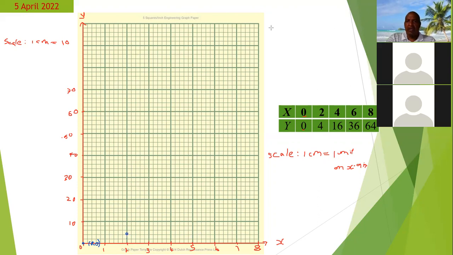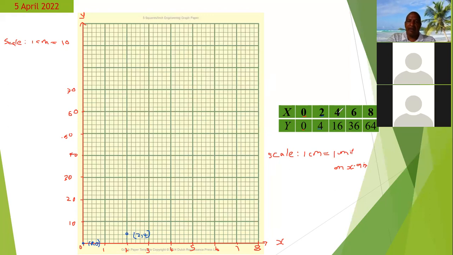And then now you could label your points based on the coordinates. So you would put the x value first, which is 2. Then you put your y value, which is 4. So that would label that point. All right, so you do the same thing for all your values until you finish all the points.